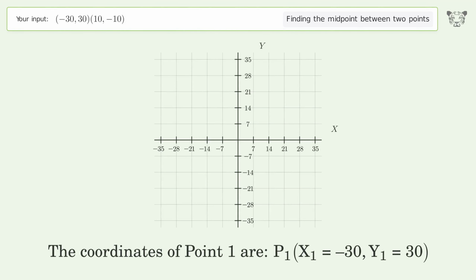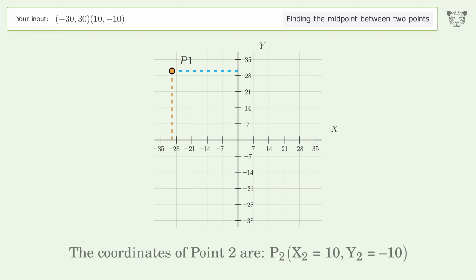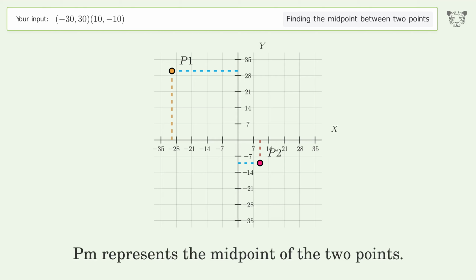The coordinates of point 1 are x1 equals -30, y1 equals 30. The coordinates of point 2 are x2 equals 10, y2 equals -10. PM represents the midpoint of the 2 points.